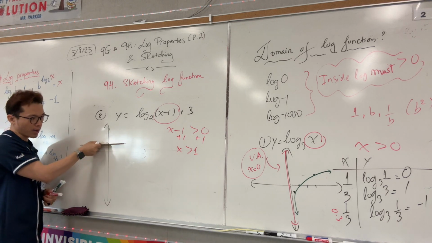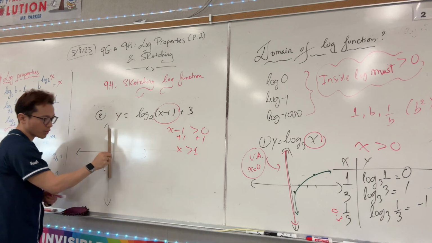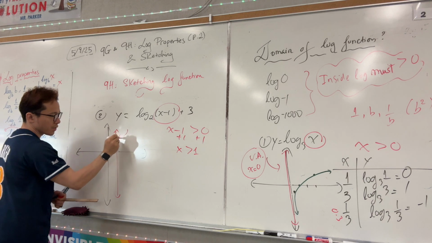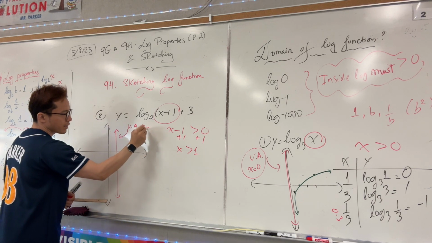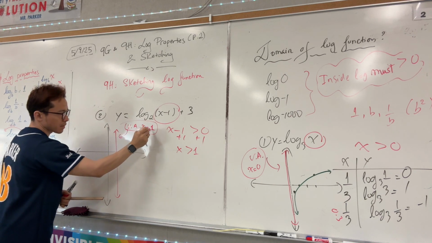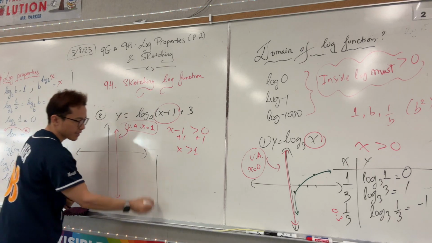Because 1 can be like y, all right? That's going to be horizontal. x equal to 1. So x equal to 1 is right here. That's your VA. So VA is x equal to 1. Okay, that means the graph can never touch that line.